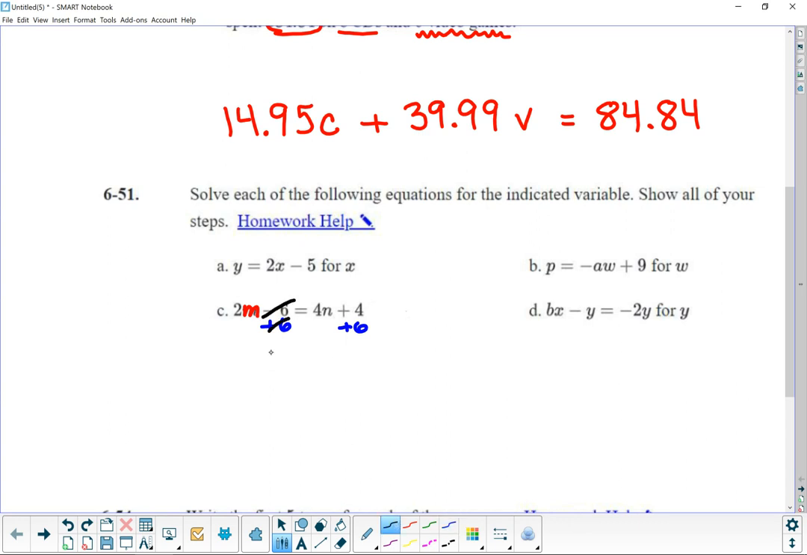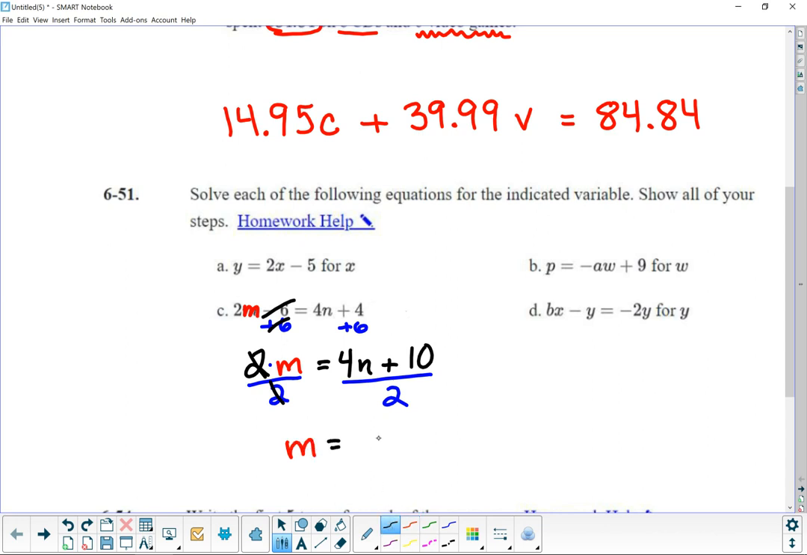These are going to cancel, and you will have 2M equals 4N plus, and then you figure out 4 plus 6 is 10. All right, keep working on this. Now, because this is so close and it's multiplication, we're going to go ahead and divide it by 2. By doing that, these 2's are going to cancel, and we will finally get M.